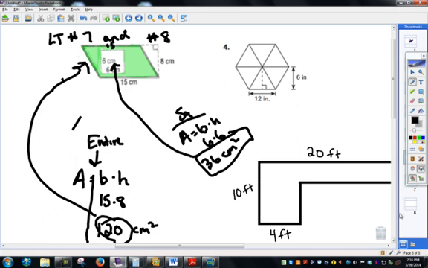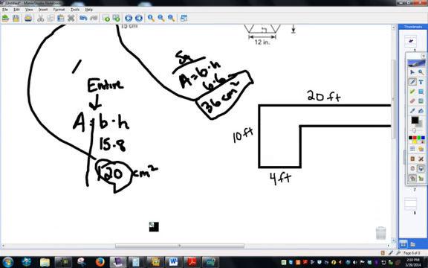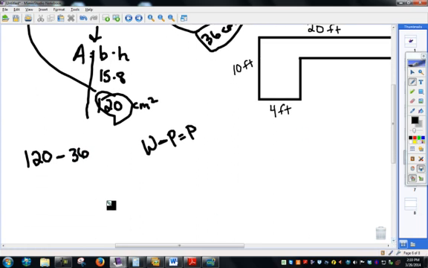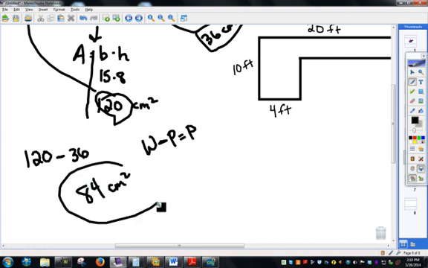Okay, so remember, I told you subtraction's used for one thing. It's when you know the whole and you know a part and you want to find the other part. And that's what we're doing here, okay? We're going to take the whole area, which is 120, and we're going to subtract 36, and we are going to get 84 centimeters squared. Okay? And that's where it comes from.